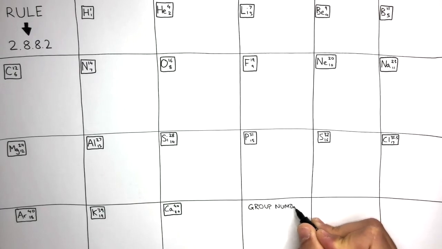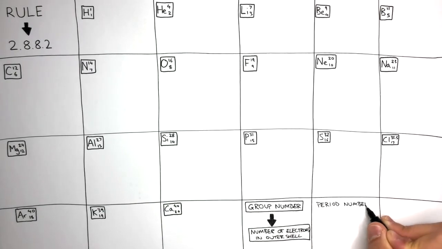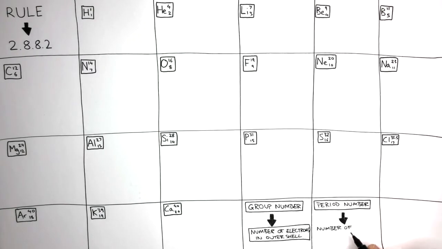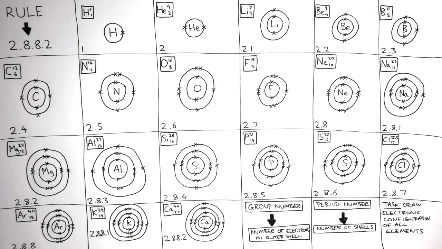The group number is the number of electrons in the outer shell, whereas the period number is the number of shells an element has. In this task, you're going to draw the electronic configuration of all the elements. Please pause now to begin the task, and the answers will follow. Press pause to go through your answers and make any corrections to your mistakes.